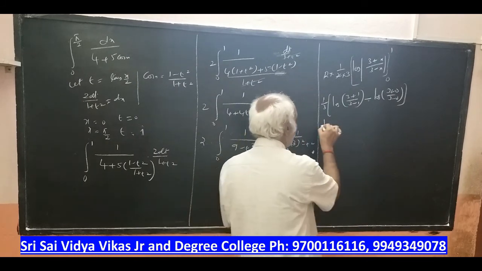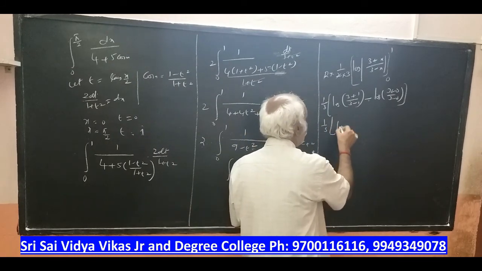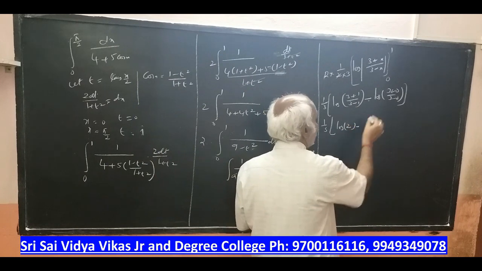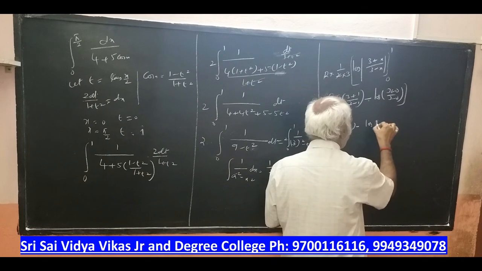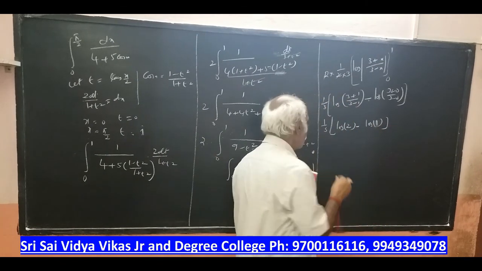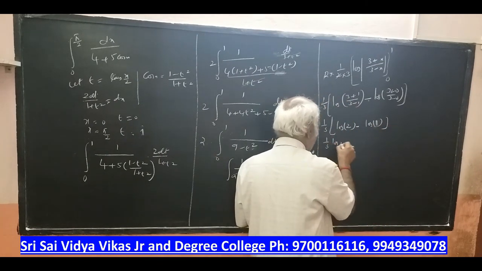So this becomes 1 by 3 log of 4 by 2, minus log of 3 plus 0 by 3 minus 0, which is 3 by 3, 1. We know log 1 is 0. So what is the answer? 1 by 3 log 2.